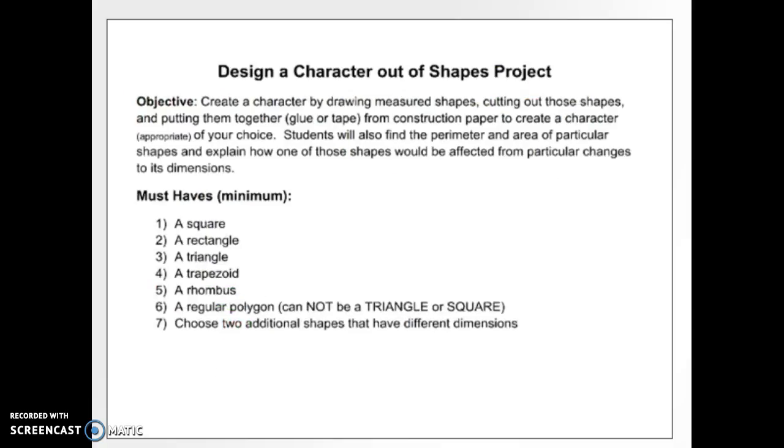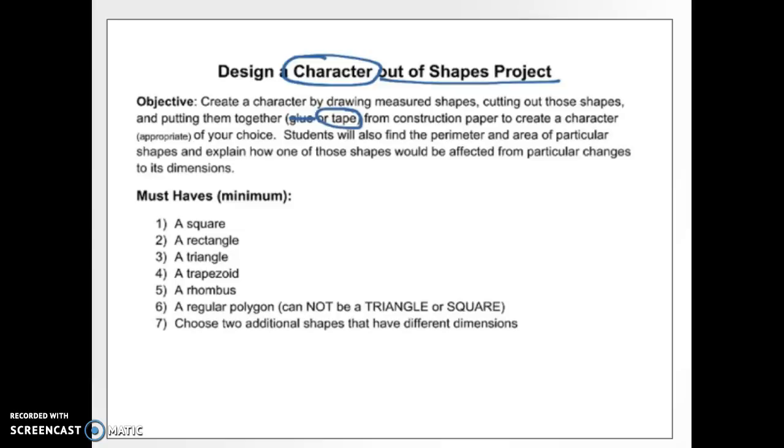After you finish that and turn it in, I just wanted to go ahead and talk to you guys about our design a character out of shapes project. So the objective is to create a character by drawing measured shapes, cutting out those shapes, and then putting them together. More than likely, you're going to use tape from construction paper to create a character that is appropriate of your choice. You will also be finding the perimeter and area of particular shapes and explain how one of those shapes would be affected from a particular change to its dimensions.